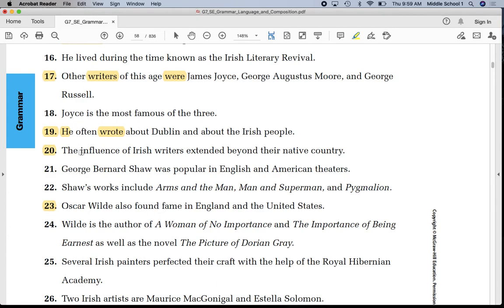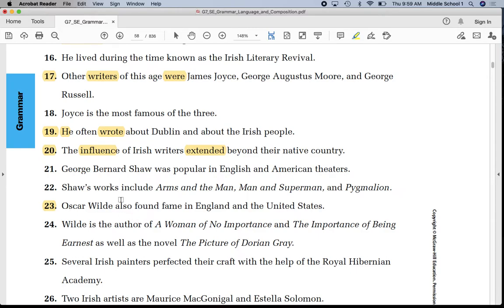Number 20, influence extended. Notice the prepositional phrase in between. That's like number 17. That's like number 12 up above. The prepositional phrase goes with the complete subject. Underline influence once, underline extended twice, and the line goes between writers and extended.